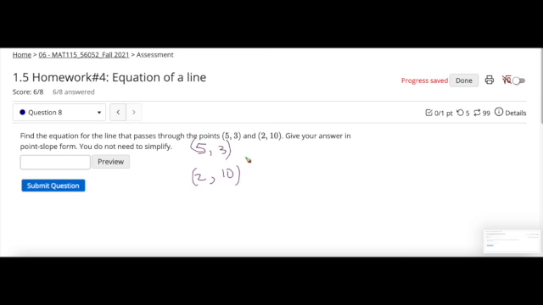3 plus 7 is equal to 10, and 5 minus 3 is equal to 2. So the slope is a +7 over a -3, or in general terms, -7 over 3. Now we can do it. Let's pick a point. Let's pick (2, 10). Y minus 10 is equal to -7 over 3 parentheses x minus 2.